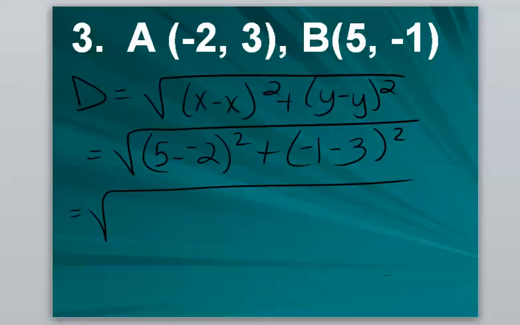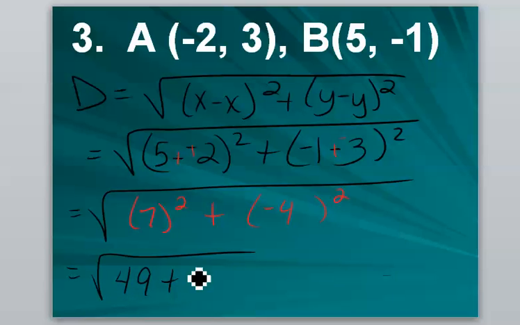5 minus -2 turns into plus a positive, so we'll have 7 squared plus -1 minus 3 turns into plus a negative, so we have -4 squared. 7 squared, 7 times 7 is 49. -4 squared, again, -4 times a -4 gives you a positive 16. When you have these two numbers you're adding, they should both be positives. 49 plus 16 is 65.